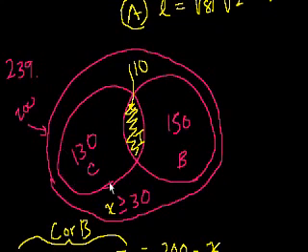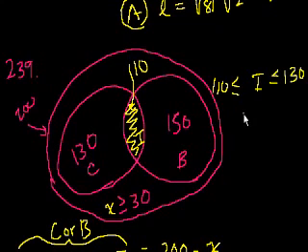Well, it's 130, right? If all of the chemistry people are also studying biology, then the intersection becomes 130, right? But you can't have 150 people studying both because there's only 130 studying chemistry. So the intersection is greater than or equal to 110, and it's limited by the number of people studying chemistry, 130, which is choice D. And I'll see you in the next video.